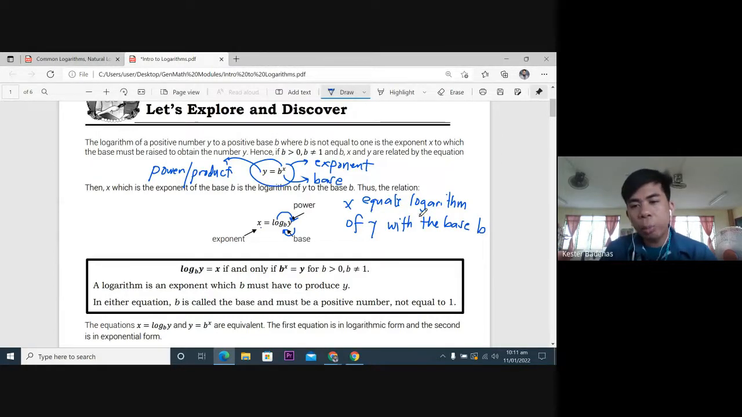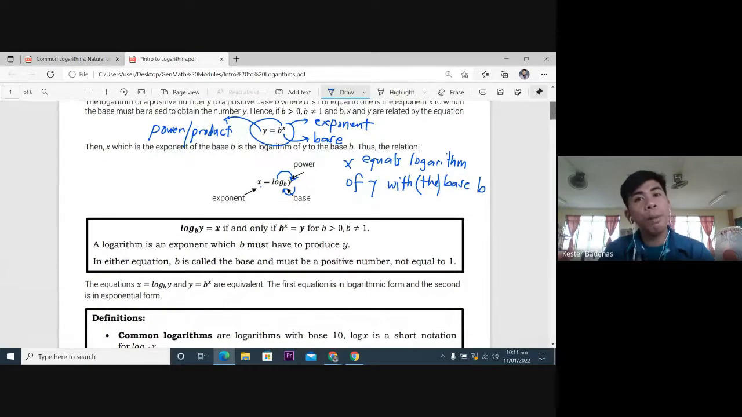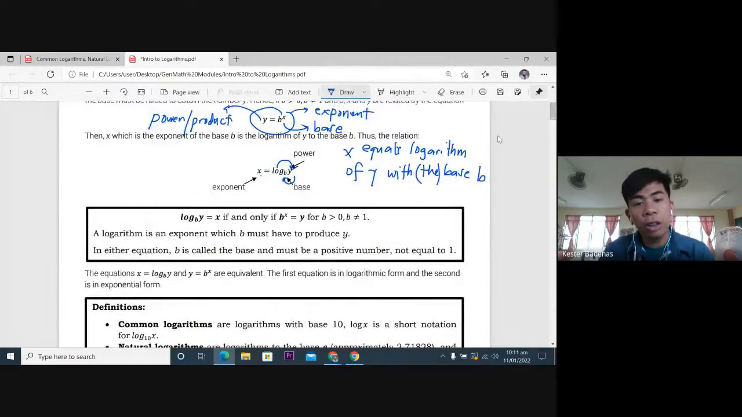Minsan ino-omit yung the with base b. Okay, so this is how we read this logarithmic equation. We have x equals logarithm of y with the base b, or with base b. Minsan may tunga eh, logarithm of y to the base b. Anyway, pareho lang yun. Basta unang binabasa yung y, yung power, or yung product na sinasabi.